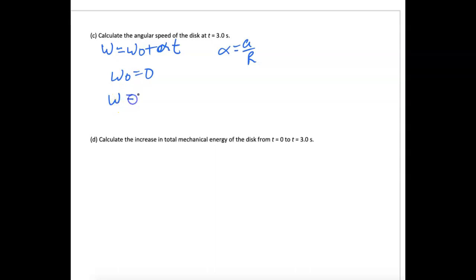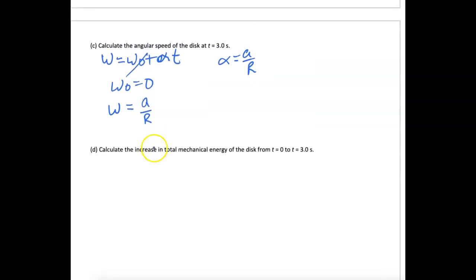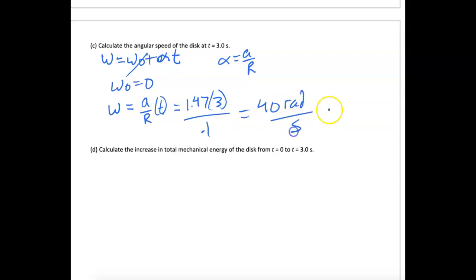So our final is going to be equal to, so this guy goes away. I have alpha. So what do we say alpha was? Alpha is a over r. And we want a because that's what we solved for here. That just makes it easier. And so now we have to also multiply that times t. So it was alpha, which is a over r, times t. That will be 1.47 times the 3 seconds. And we divide that by the radius, which is 0.1. And we end up with 40 radians per second.